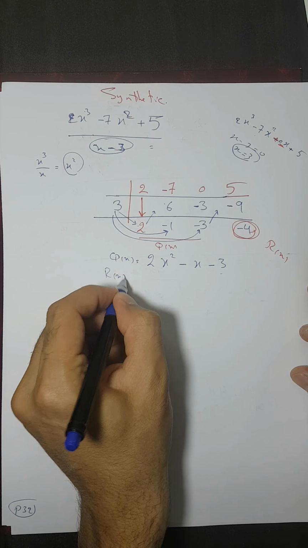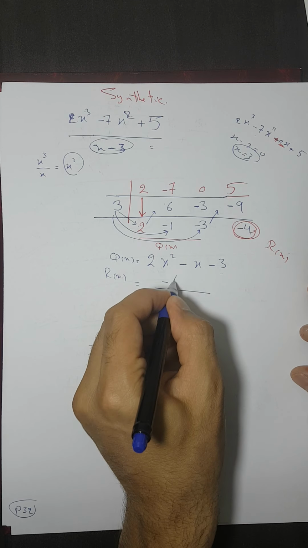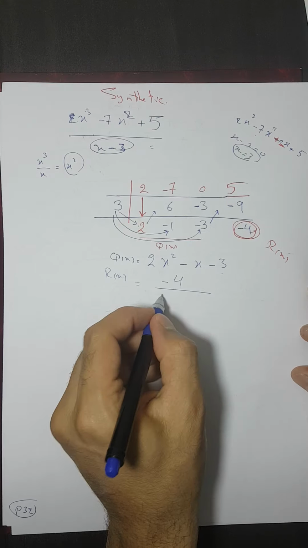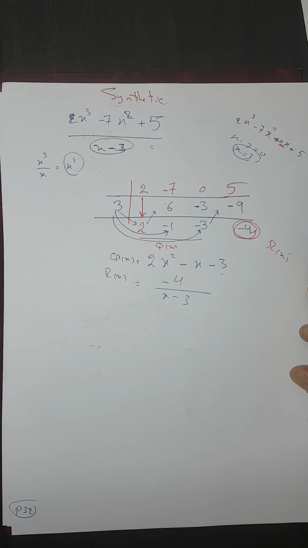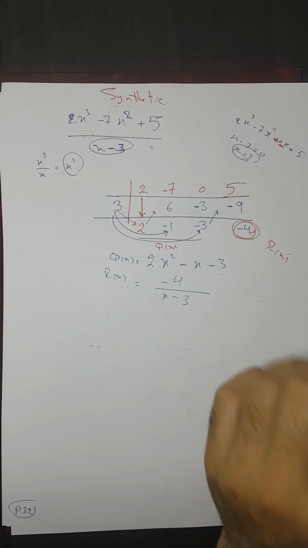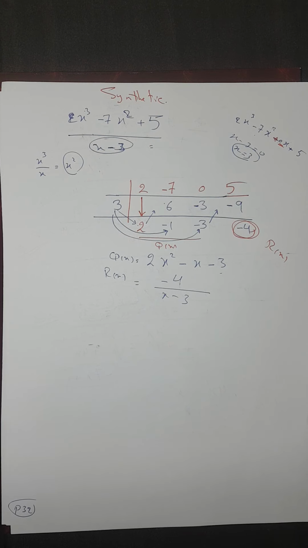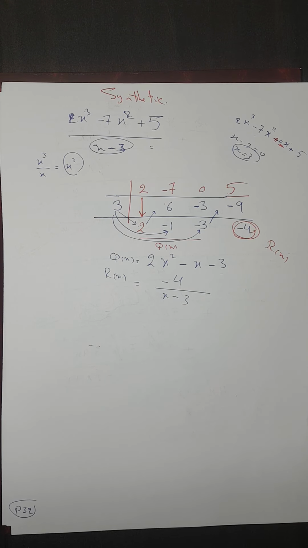How about R of x? We say it is equal to minus 4 over x minus 3. That's all. Maybe you need more examples, and I will try to solve example number 4 on page 104 for you.